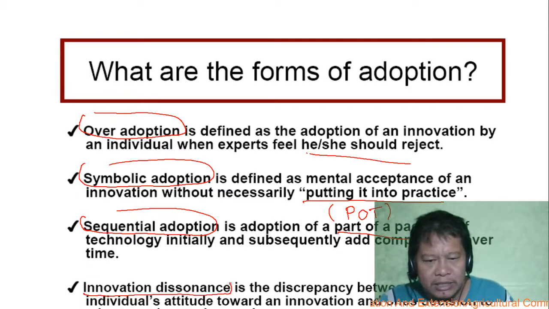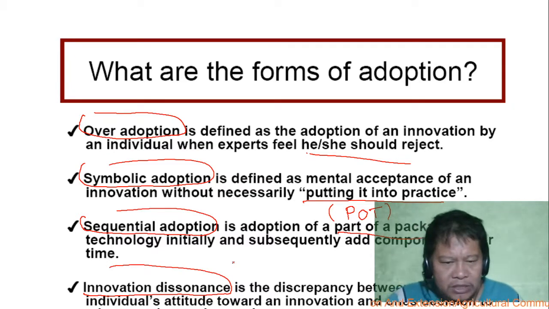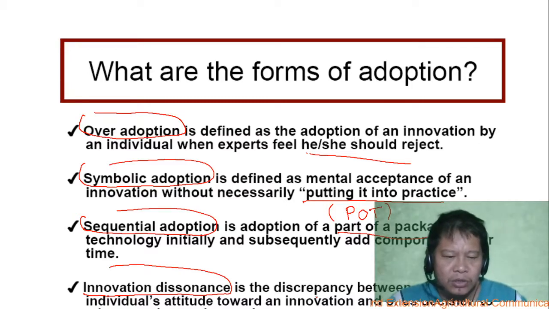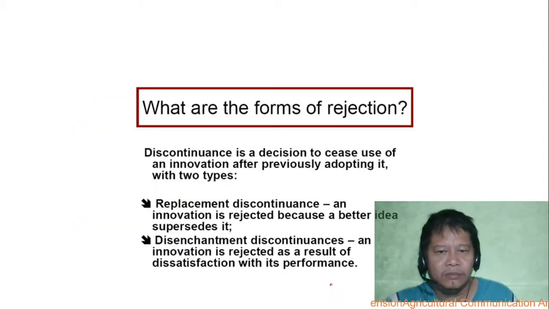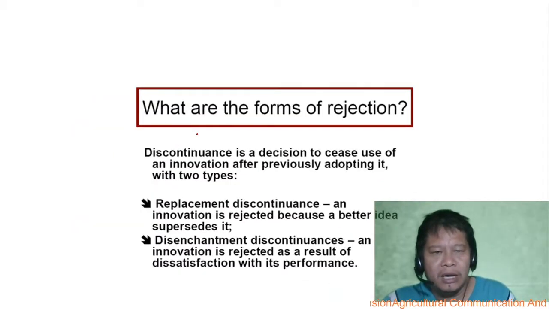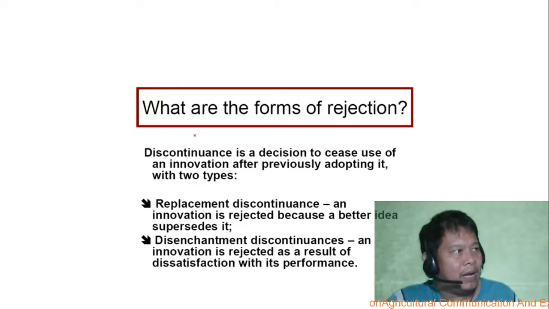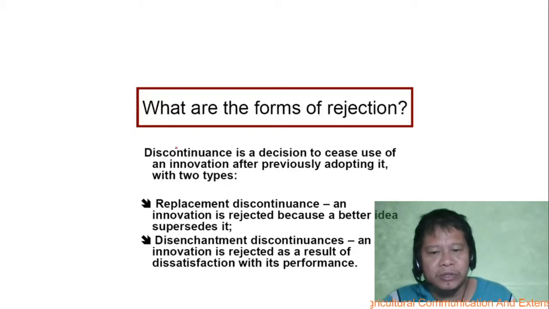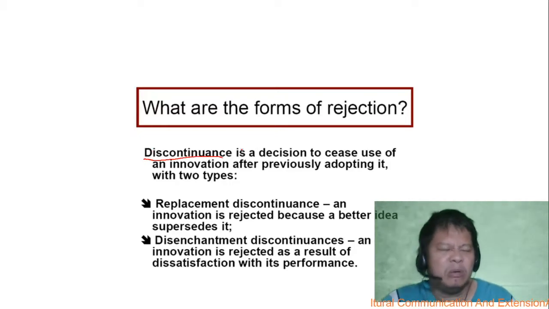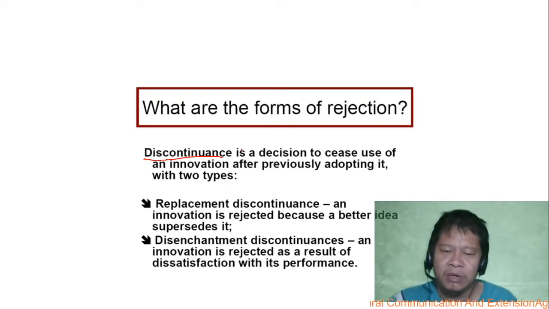So innovation dissonance is the discrepancy between an individual's attitude towards innovation and one's decision to accept or reject it. So there's a dissonance. Okay, when we have different forms of adoption, we also have forms of rejection. So one of the rejections is discontinuance. Di na siya mapadayon o adapt sa technology.